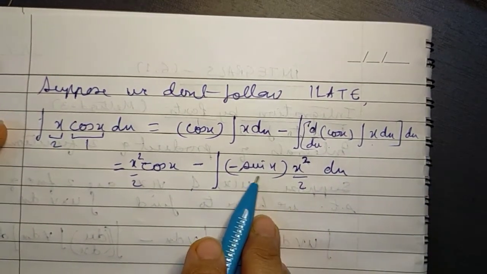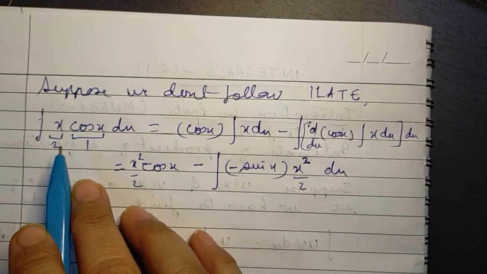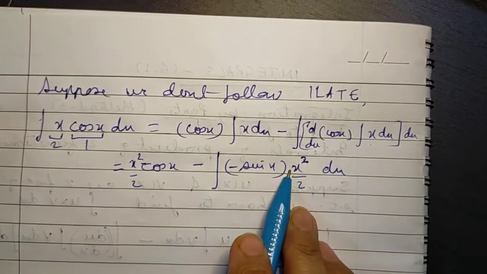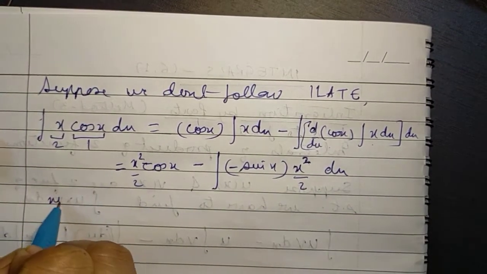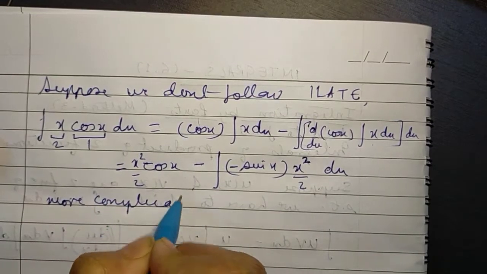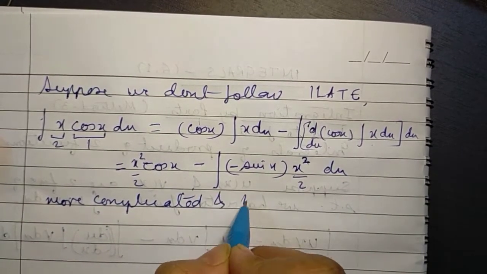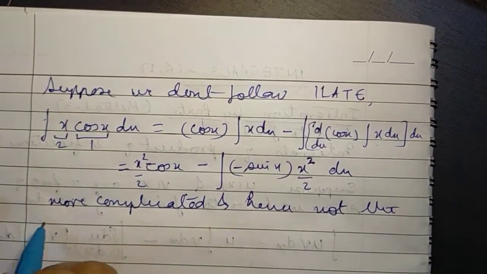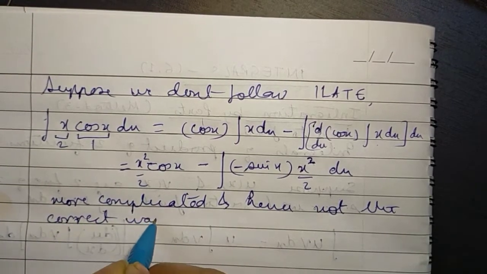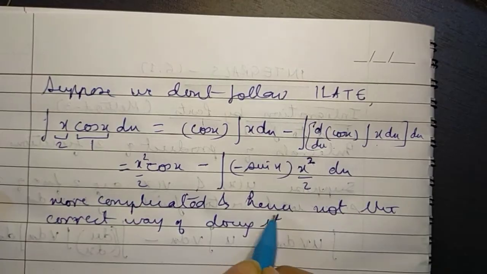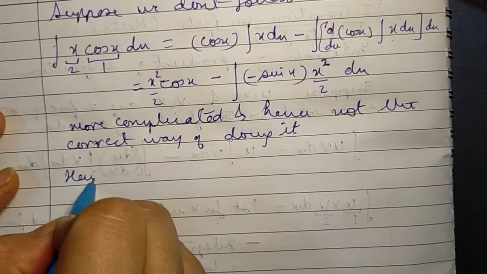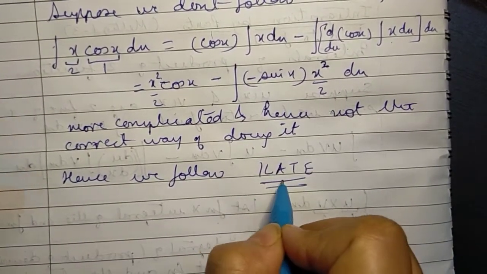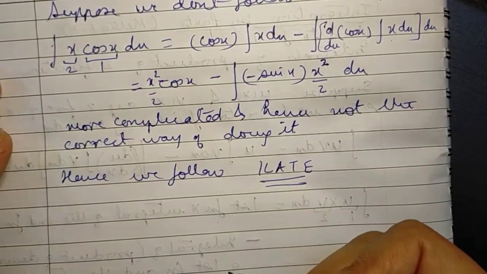Whereas here, on taking x as the second function, the power of x has become even more than what was given to us, and now this has become more complicated, and hence this is not the correct way of doing it. Hence we follow ILATE. ILATE helps us to simplify this function to a great extent.